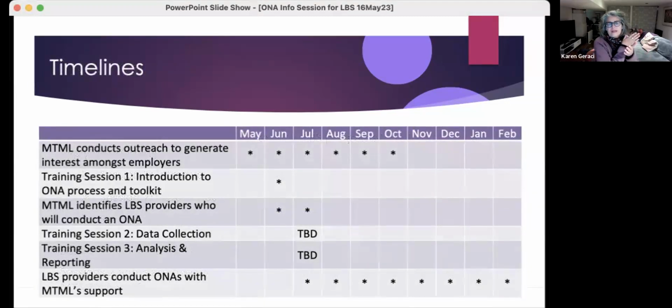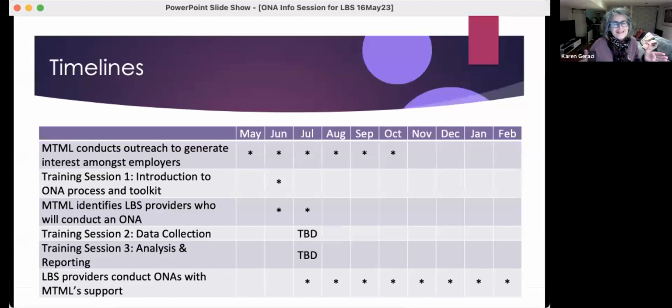So we're going to be doing outreach, focusing on generating interest amongst employers over the next 5-6 months. The first training session, as we said, will happen in June. We hope to identify LBS providers who are interested in conducting an ONA in June and July, and then we'll schedule subsequent training based on those folks who come on board.